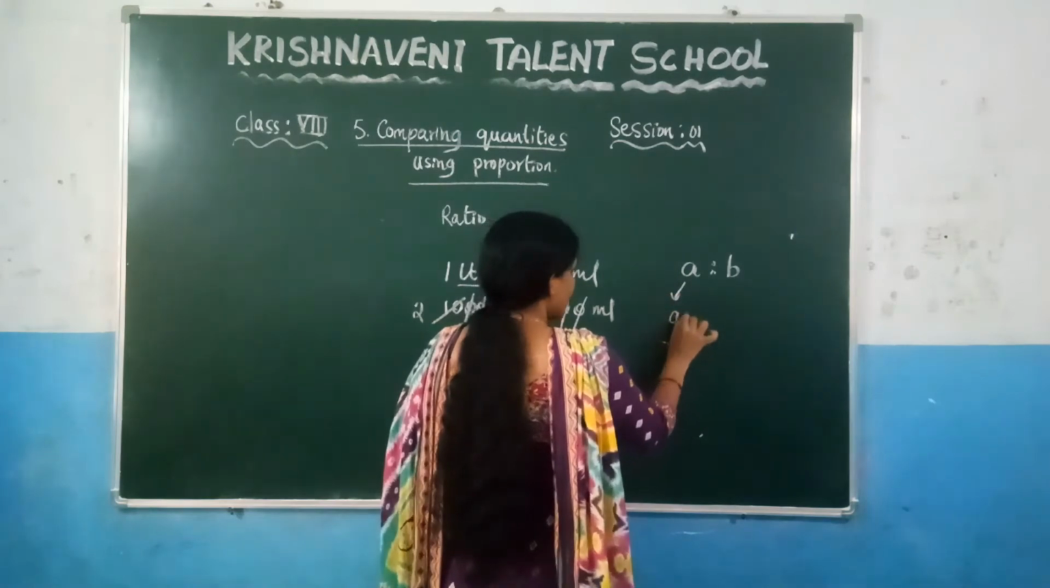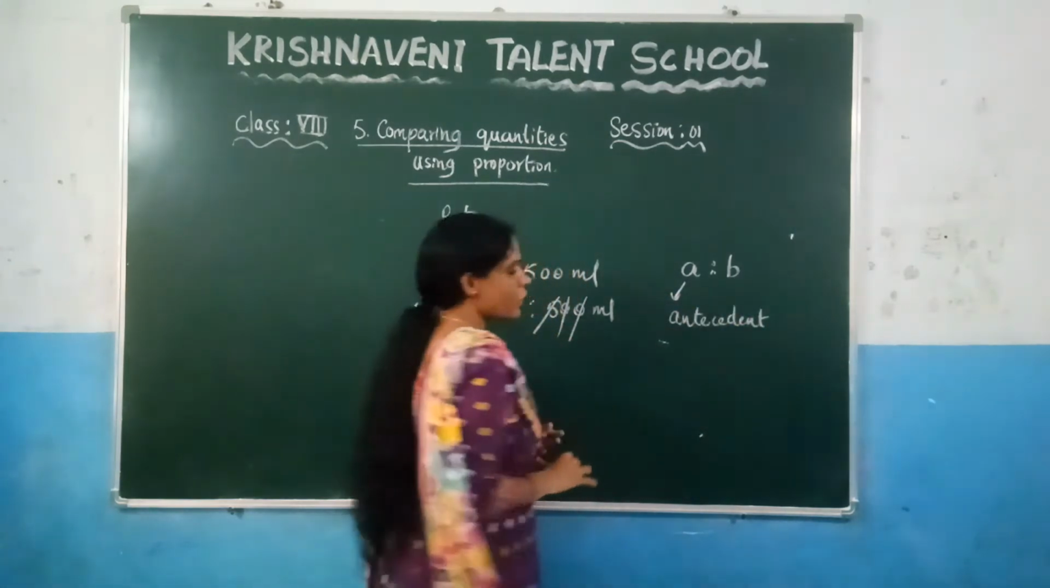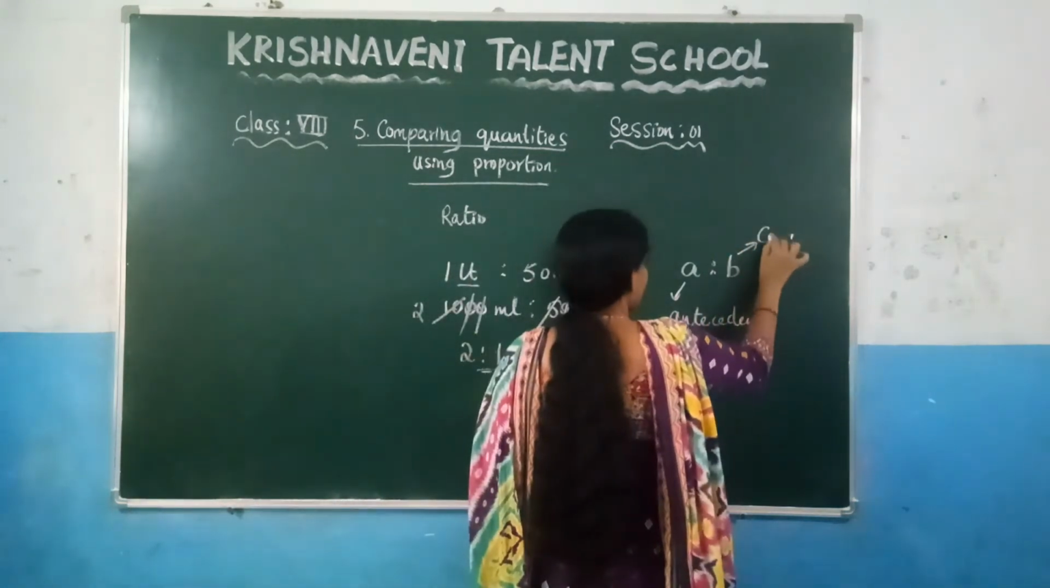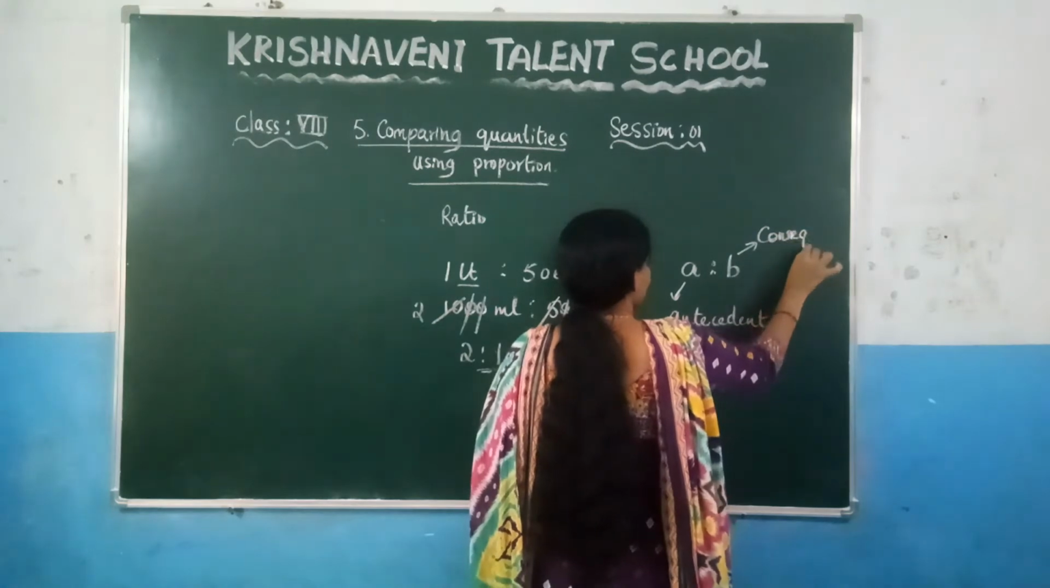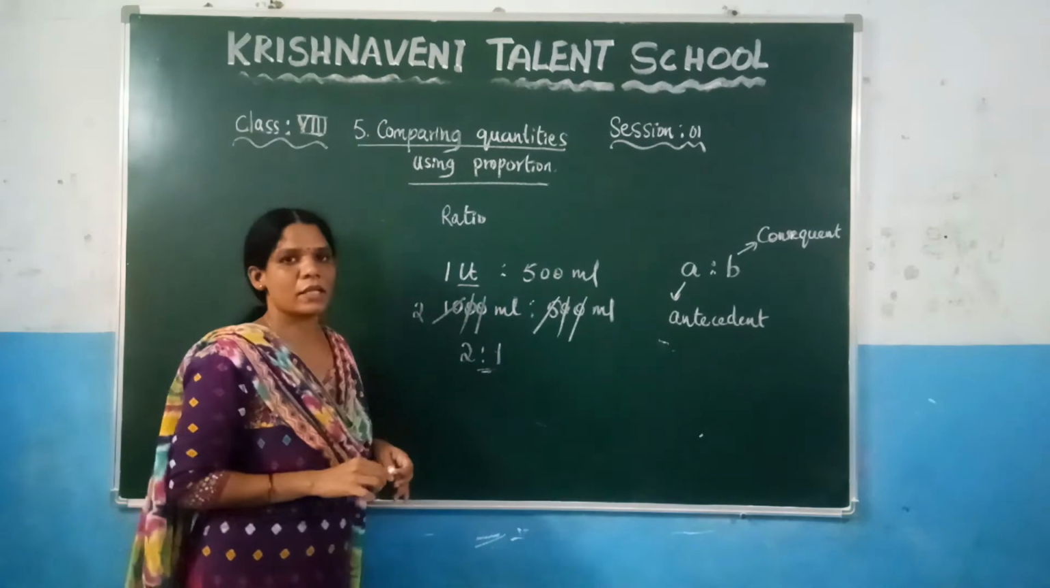We call it as an antecedent. What do we call that one? Antecedent. And this B we call it as a consequent. What do we call the B? We call it as a consequent.